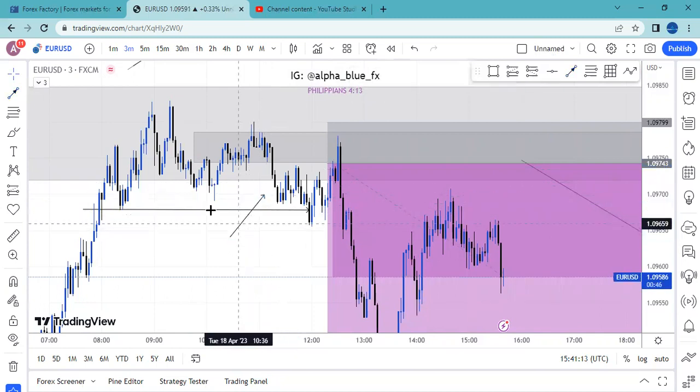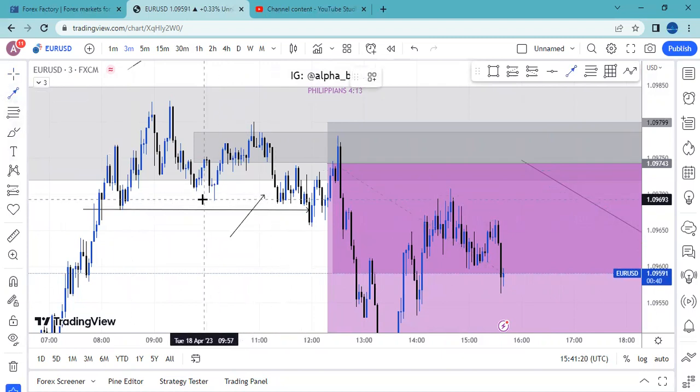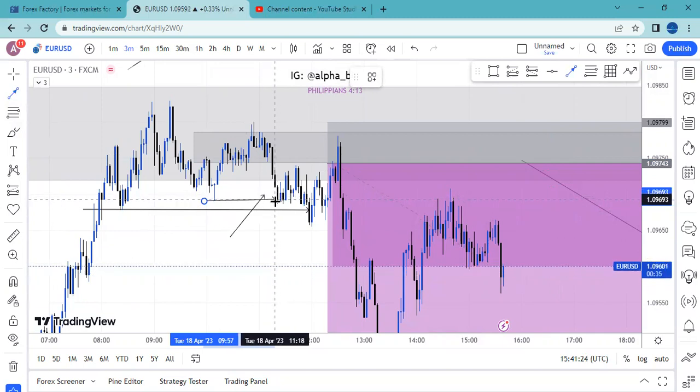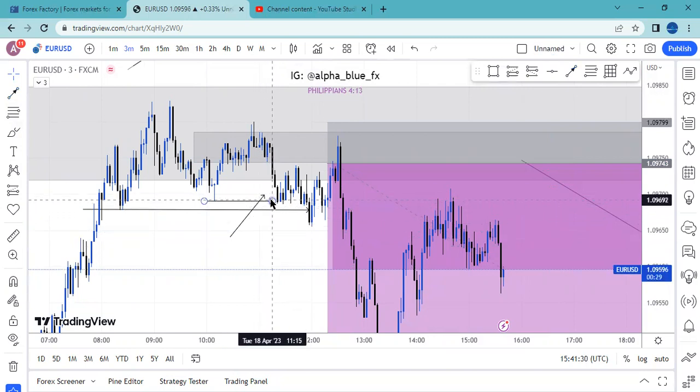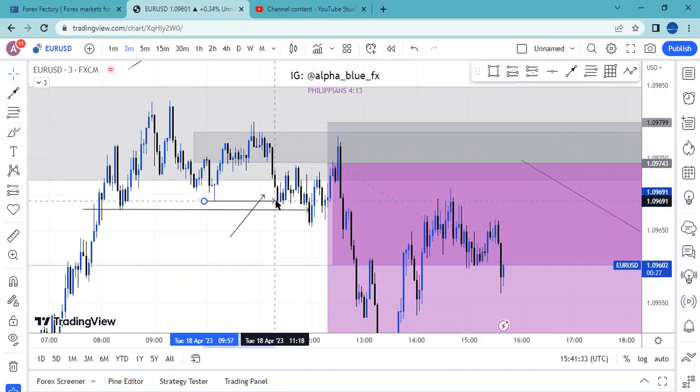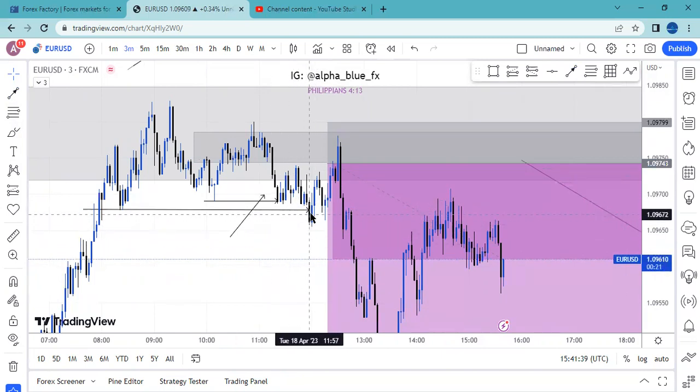Even though it didn't break this level that I drew right here, if you look at it very well, you see that it broke this week, it kind of passed this week. When I saw that it had passed this week, I was still waiting for it to break my main level that I drew, which was this. Immediately I saw that it now broke it around here.